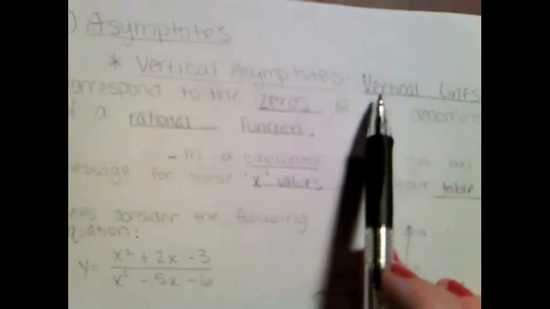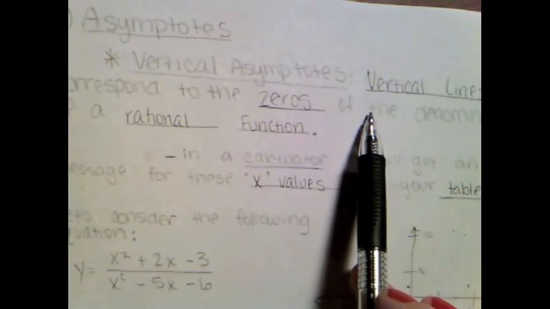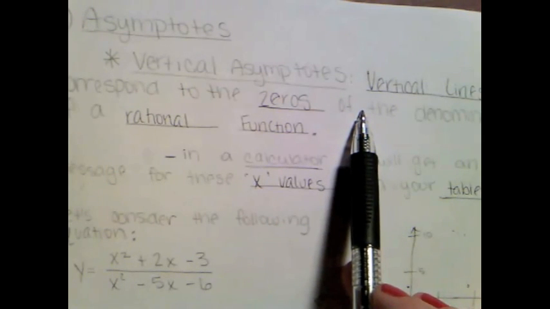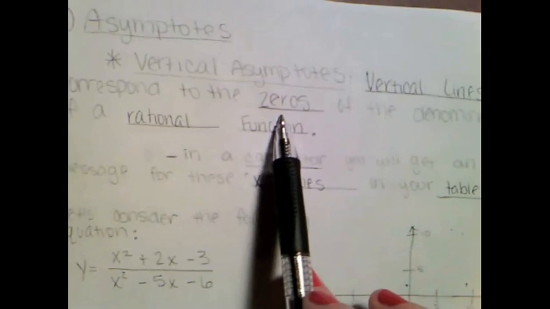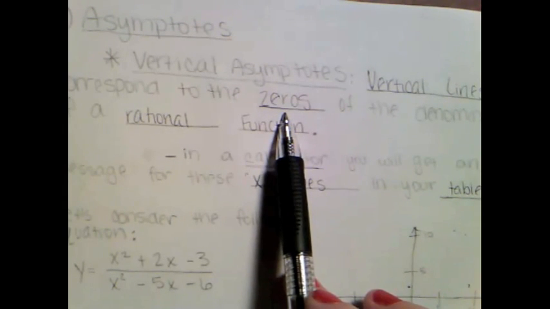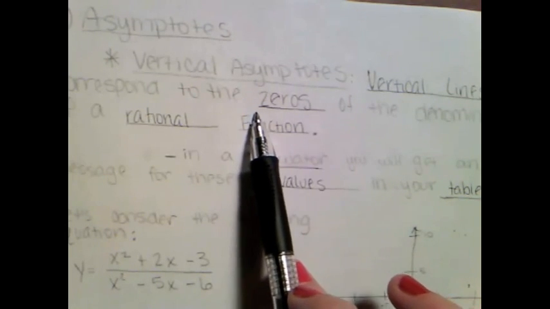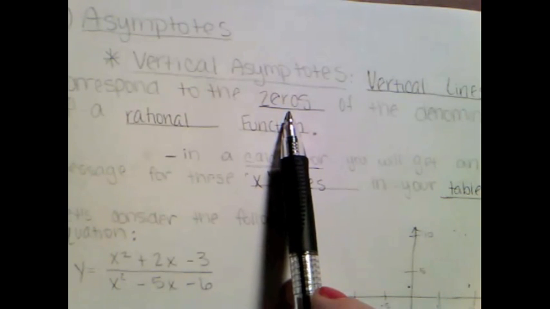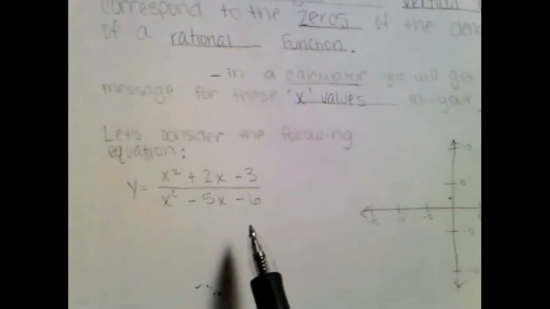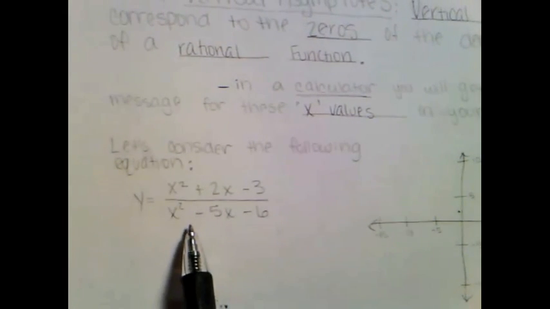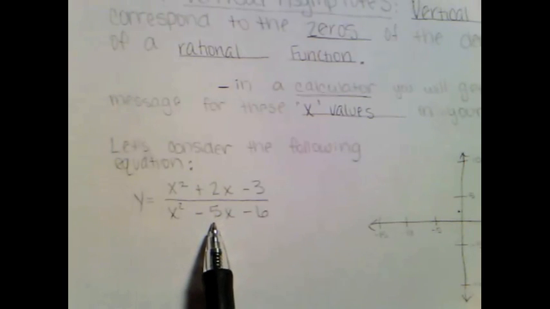And when I refer back to this description, it says that my asymptotes are going to correspond to the zeros of my rational function. I know you've heard this before, but you may need to just be refreshed a little bit on what a zero is in a function. The zeros of the denominator means we're going to find what values of x make our denominator 0. Because as you recall, we cannot have 0 in the denominator. That gives us an undefined result.